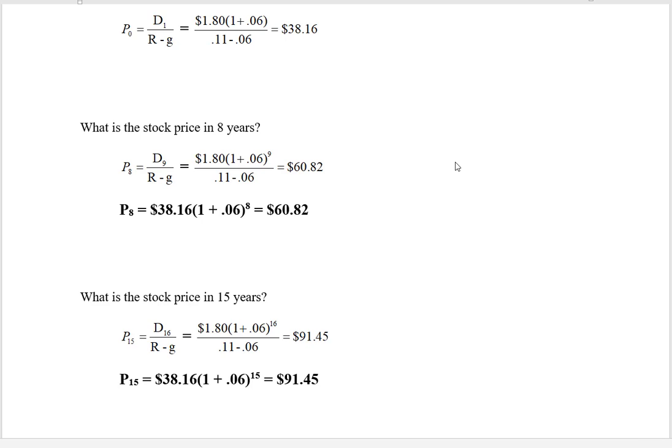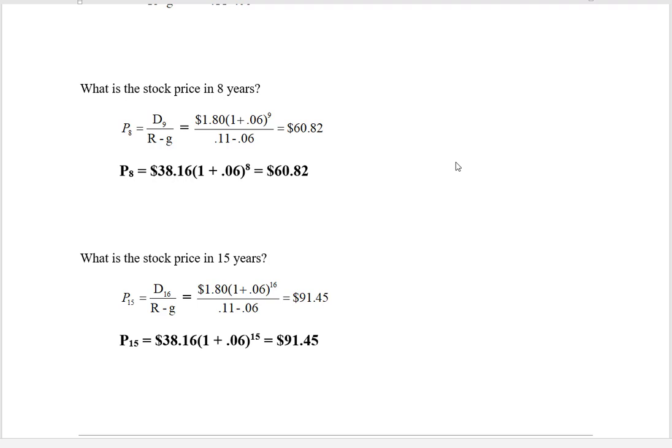Also, I can make the stock grow at a constant rate using our time value formulas, where the rate of change for the stock is going to be the growth rate. So you can see I have $38.16 times 1.06 raised to the 8th power, and I get $60.82. I can keep doing this for any year that we want to look at. P15 is going to be equal to D16 divided by R minus G. You can see how I've calculated. In addition, I can make P0 grow at 6%, and I will get the same answer.